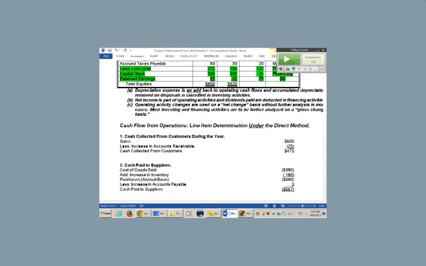Cash paid to suppliers. We did this on Tuesday. You've got to go through a two-step approach. You first have to come up with accrual basis purchases and then determine whether you paid for them. So first of all, you've got cash paid to suppliers. If you go to the income statement, the cost of goods sold is negative 380. On the balance sheet, inventory went up by 180. That means that not only did you have to cover the units you sold, you had to cover increases in the warehouse. So you had to buy $560 worth of inventory.